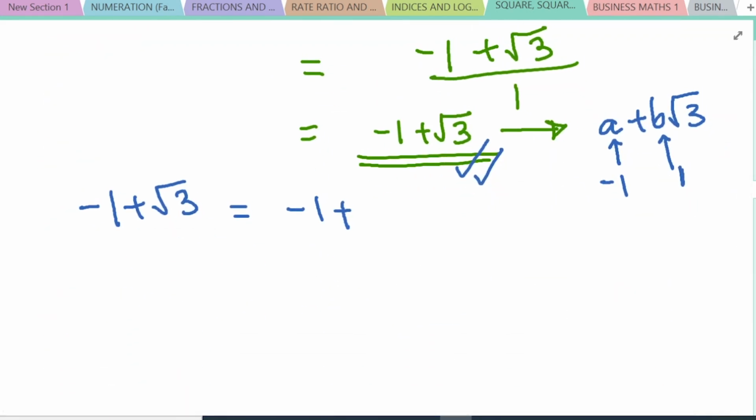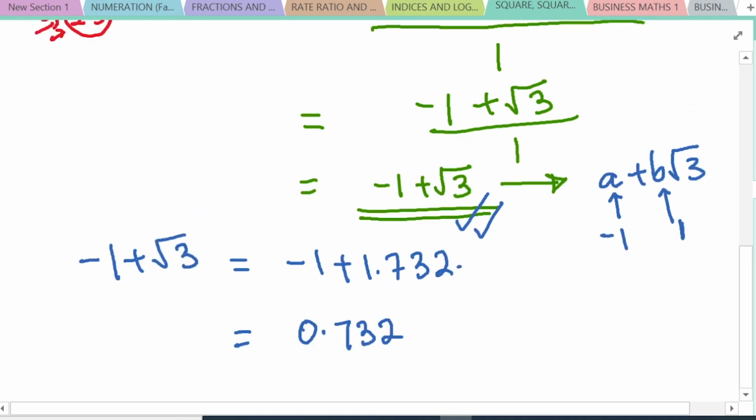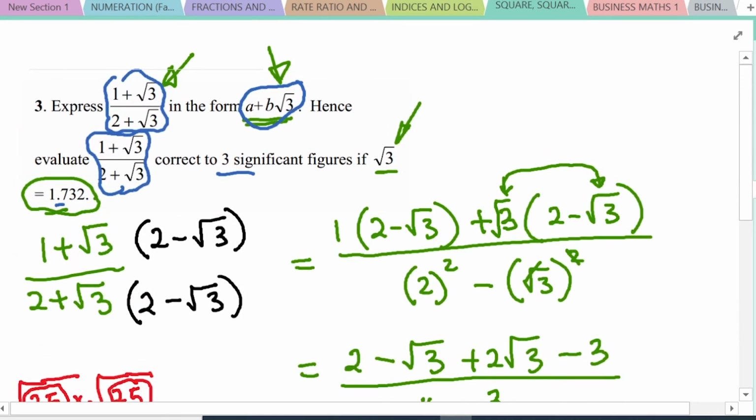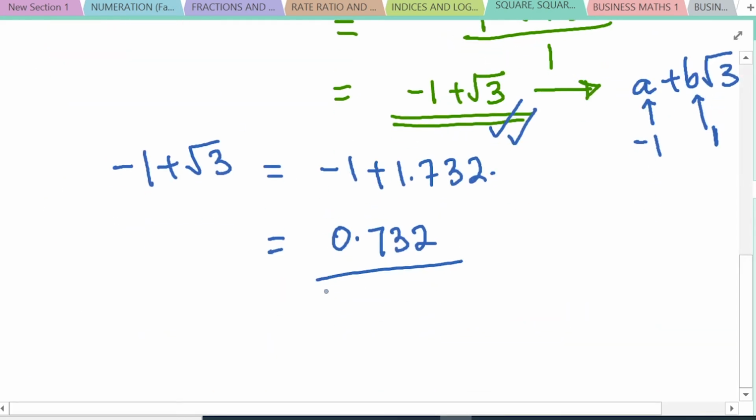So I'll come here and say it is plus 1.732. And what answer do we have? 1.732 minus 1 is definitely going to end up giving us 0.732. Now they want our answer to have 3 significant figures, and that is exactly what we have done here. We've gotten our answer, and it is to 3 significant figures, and that's our answer. So we have finished with that one. Moving on to the next number.